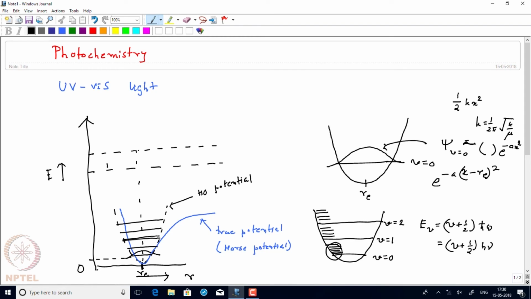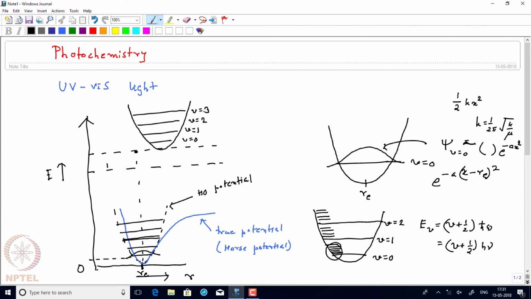Now, by that token, I'll have a singlet state. This singlet state equilibrium bond length will be shifted. It has to be shifted. Why? Because the singlet state corresponds to the electronic configuration where one electron was promoted to the LUMO. So the potential well will be situated somewhere here, and it will have its own zero point energy level, and all these excited energy levels: V equal to 0, V equal to 1, V equal to 2, V equal to 3, something like that.